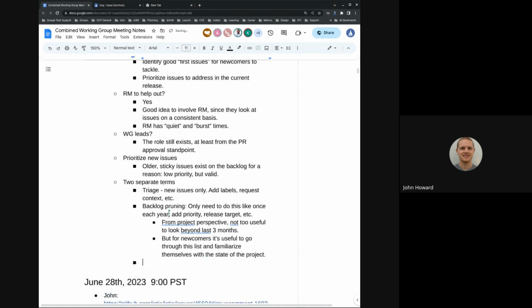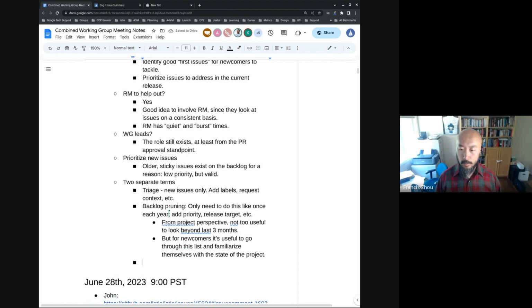Okay, so I'm hearing that even for pruning and scrubbing, we can focus on just the last quarter of issues. So then for triage, we should get into a process of focusing on the new issues. And I think this is something that RMs can definitely drive with assistance from experienced maintainers. Does that sound good?